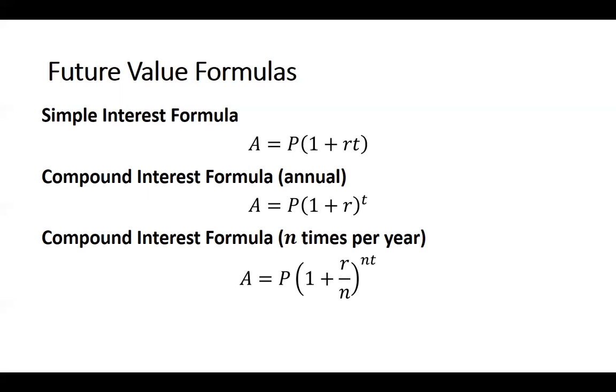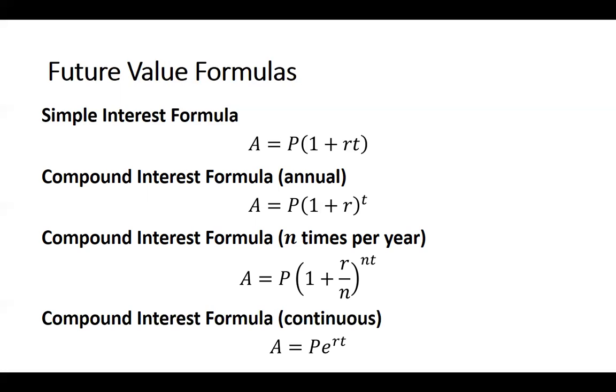And then finally, what's really used, if you want to see how the bank does it, is the compound interest formula for continuous compounding. Basically, they compound interest continuously, every second of every day. And that formula is A is equal to P times e, remember the Euler constant, raised to the RT. And we'll take a look at all of these.